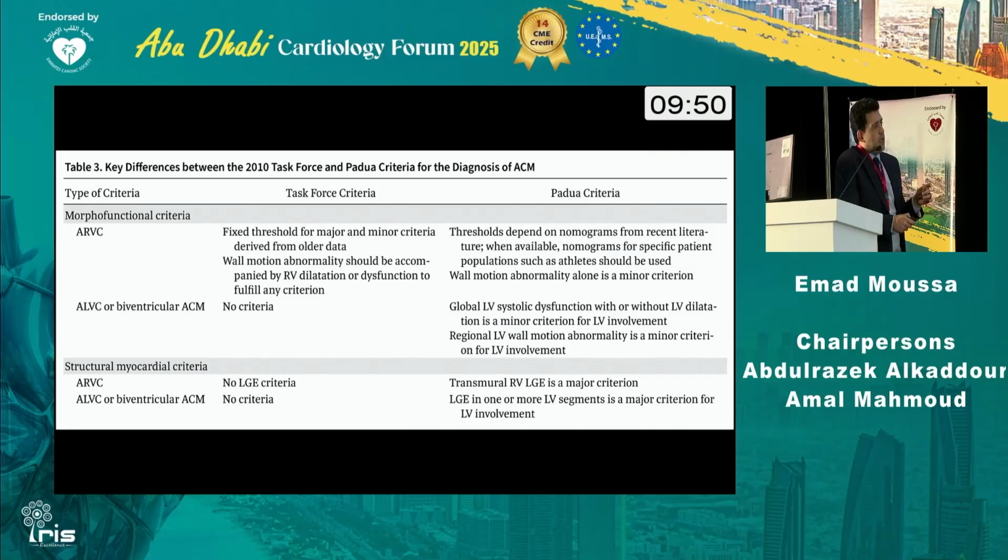The second thing is that a wall motion abnormality isolated, in the old task force criteria, without a significant dilatation or drop of ejection fraction was not considered a criterion. Now in the new criteria, it's considered as one minor criterion.